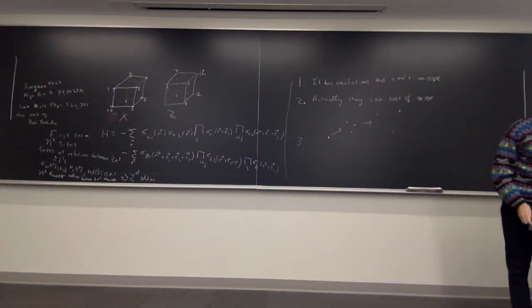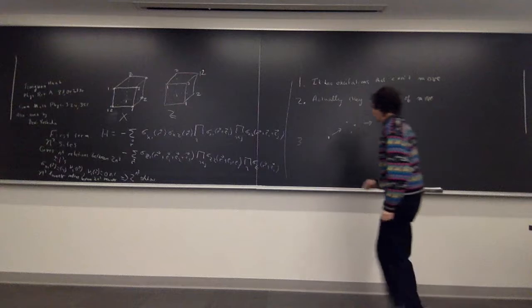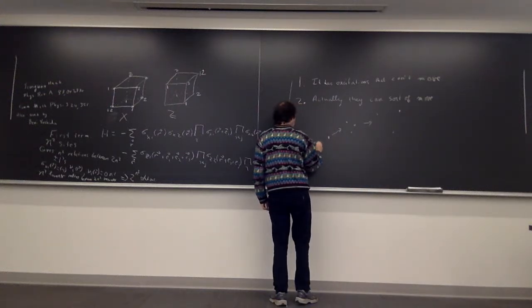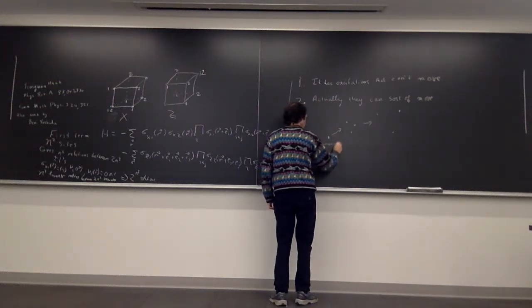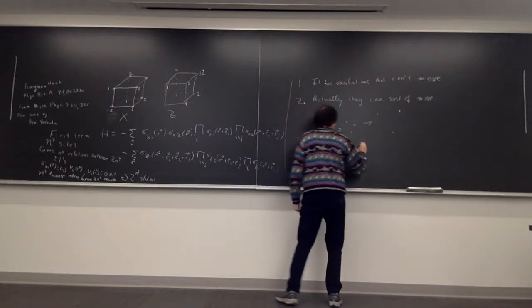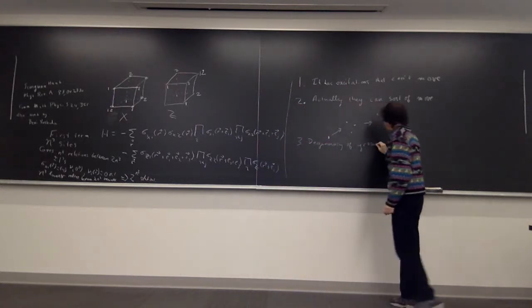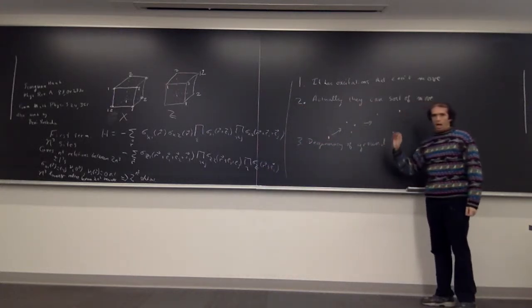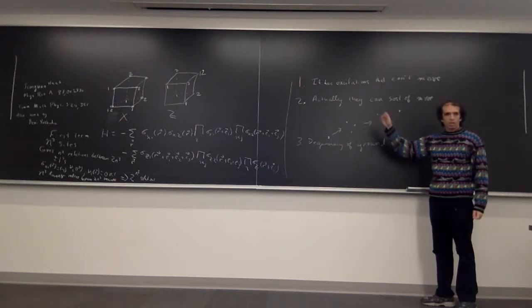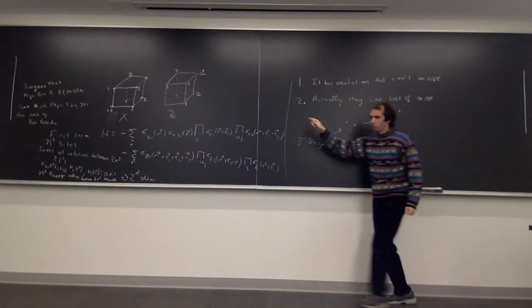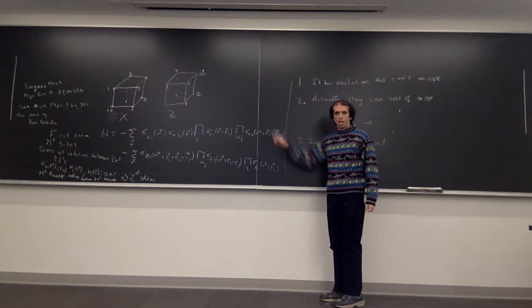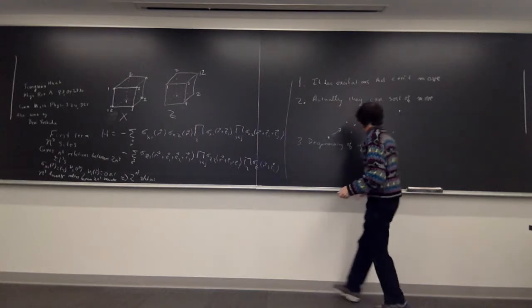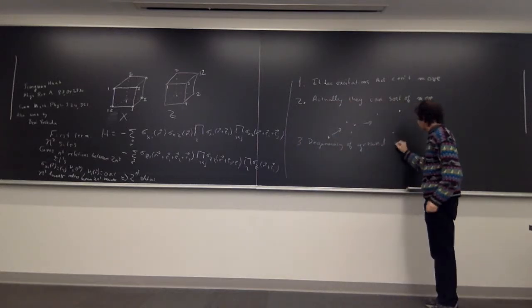The third neat thing is if you look at the degeneracy of the ground state. So I said there's a unique ground state. But actually, I was ignoring the possibility that there are relationships between the terms. And there are not that many relations. There's not an extensive number of relations, but there are some relations. So there's a degeneracy of the ground state.